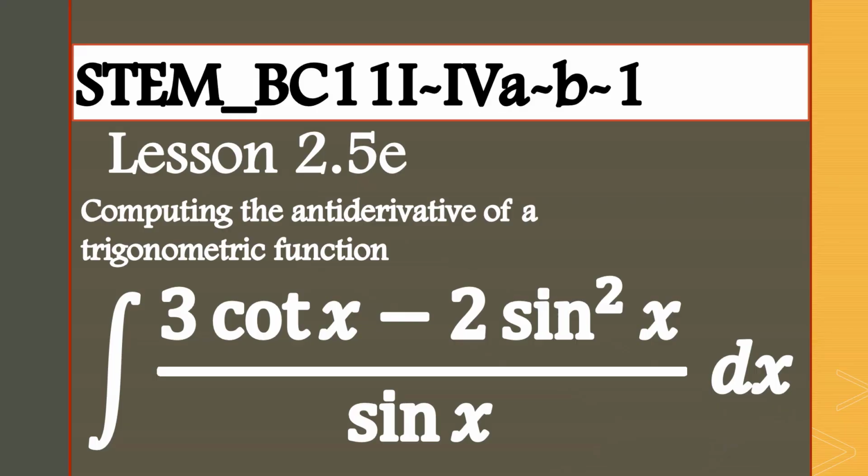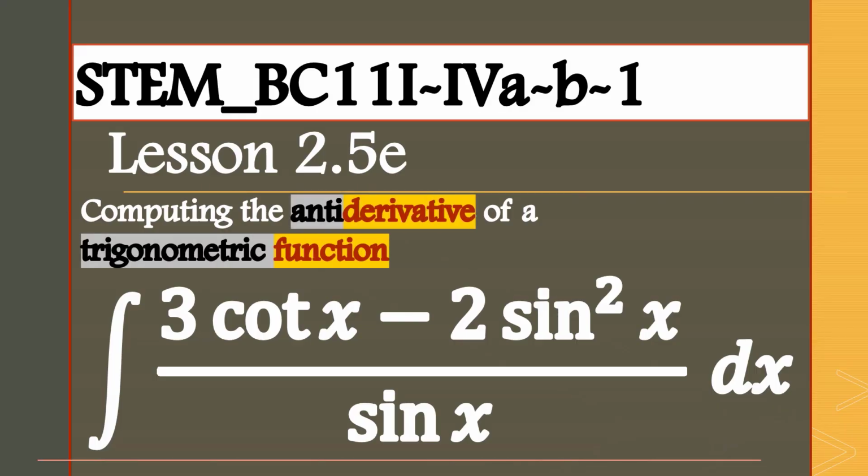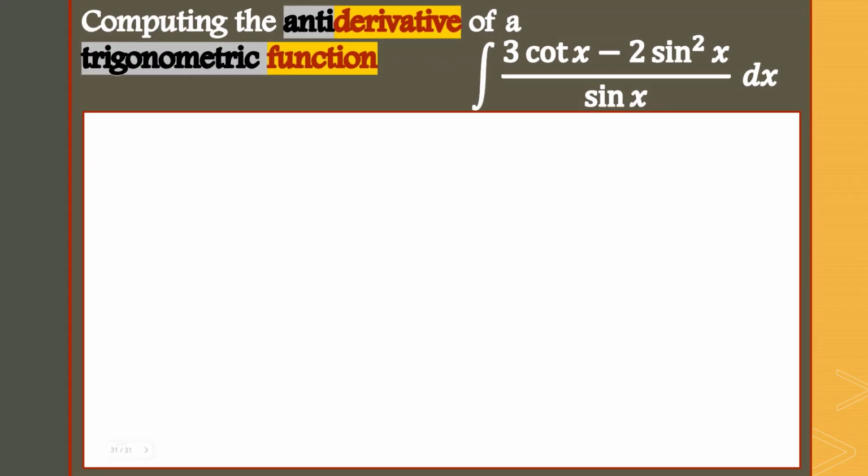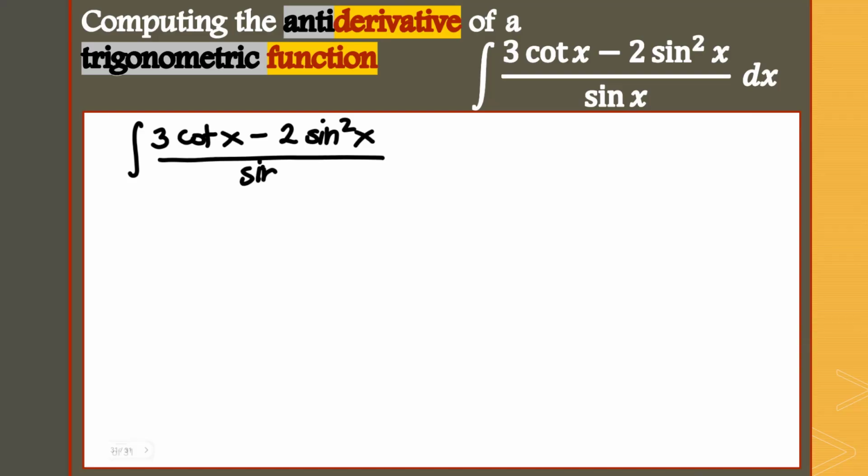Let's compute the antiderivative of this given trigonometric function. Now, it may look very complicated, but let's talk about the step-by-step process of identifying the antiderivative or the integral of the given item. We have here the integral of the numerator, which is 3 cotangent x minus 2 sine squared x, all over sine x dx. This is now in the form of a ratio.